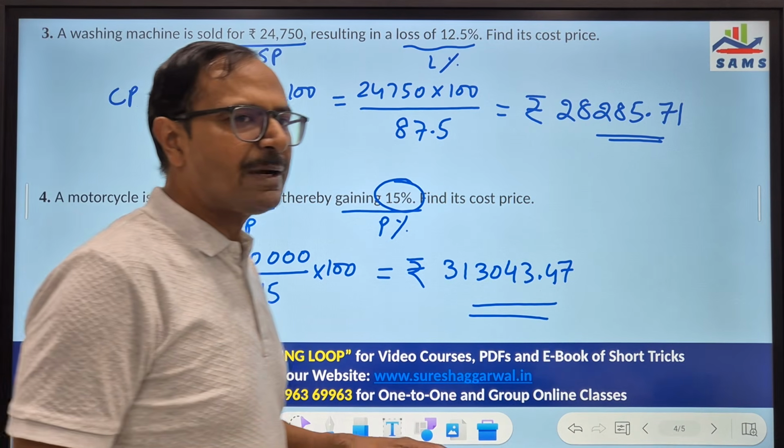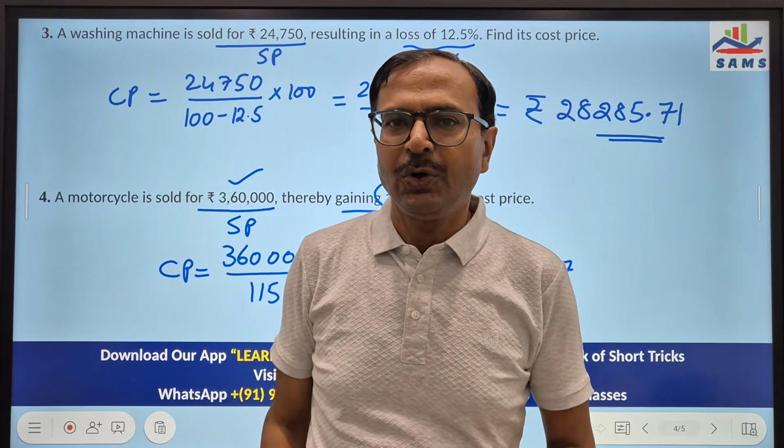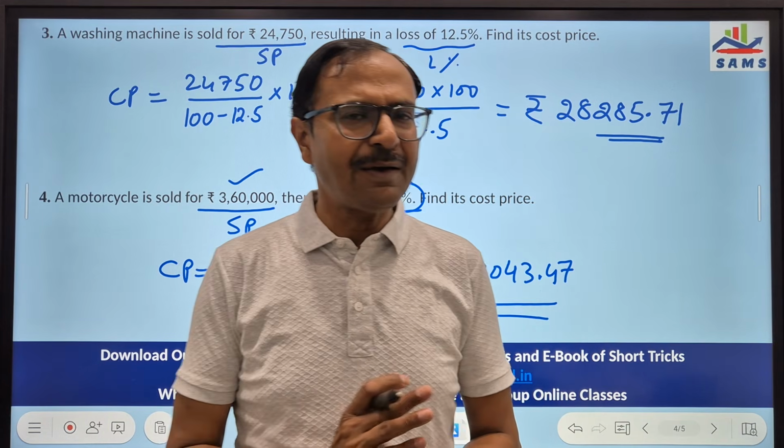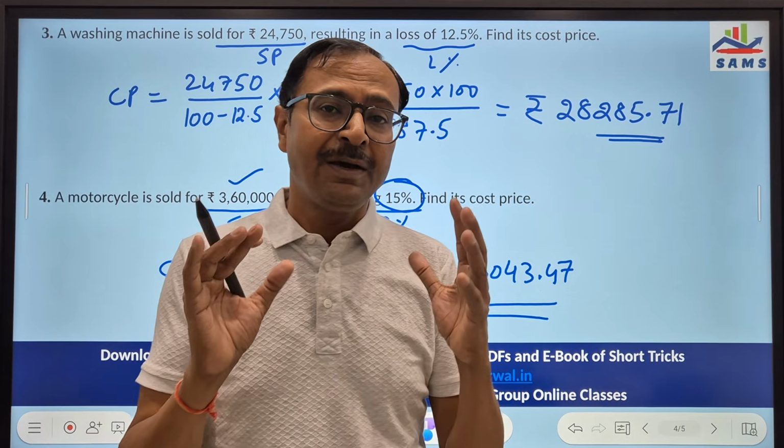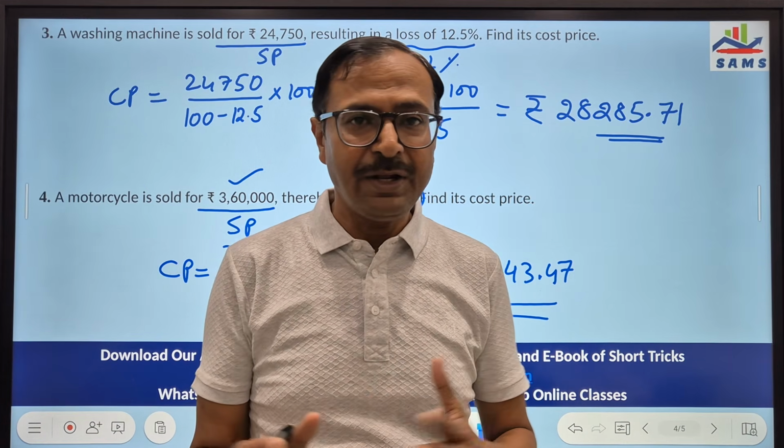So this is how you become smarter. This is how you have to calculate basic operations. Adding, subtracting, multiplying, dividing has to be really good.